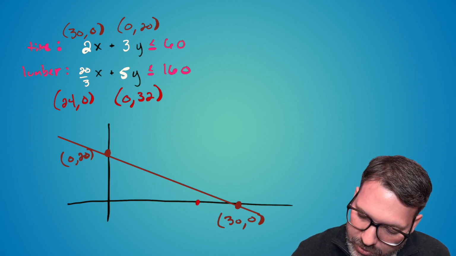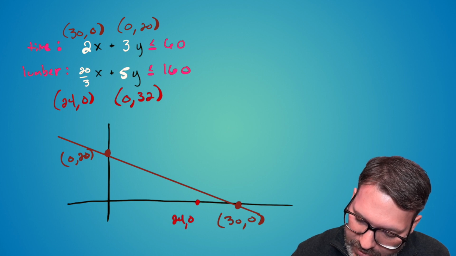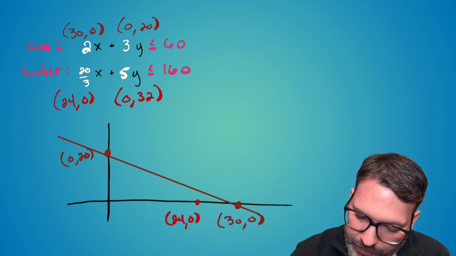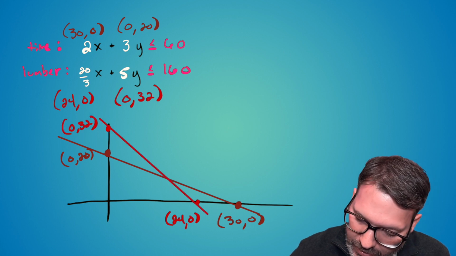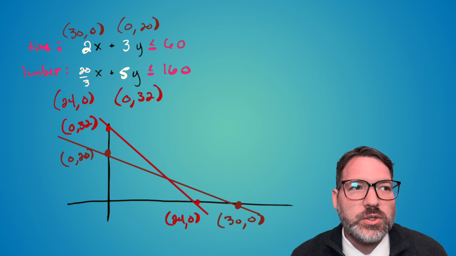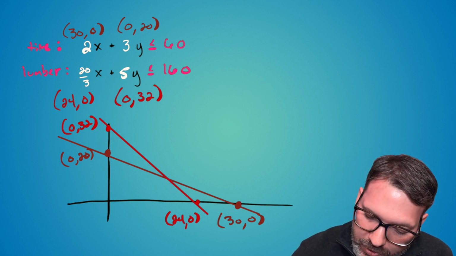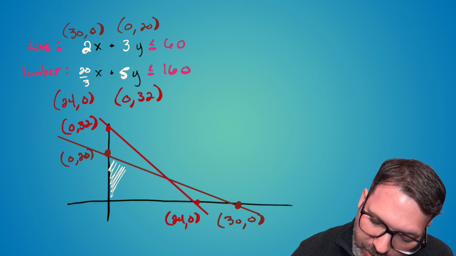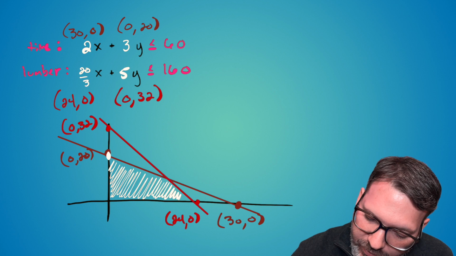For our lumber constraint, that x-intercept was a little bit further in here, so (24, 0), somewhere over here, and that y-intercept was a little bit higher, (0, 32). And again, what we want to do is connect the dots. Because in both cases we have up to that constraint, up to so many hours, up to so much lumber, we want this shaded region under both of the lines. And so we're going to get this distinctive quadrilateral shape.